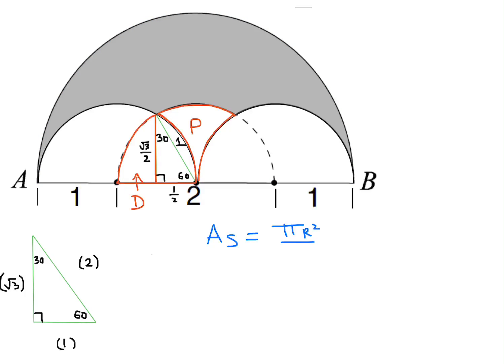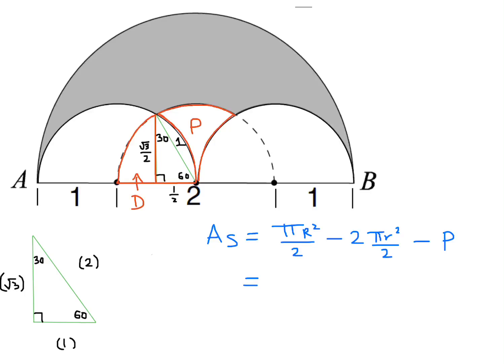So pi r squared divided by 2 minus 2 small semicircles, this one and this one. So 2 times pi small r squared over 2 minus region P. That is how you figure out the area of the shaded region.